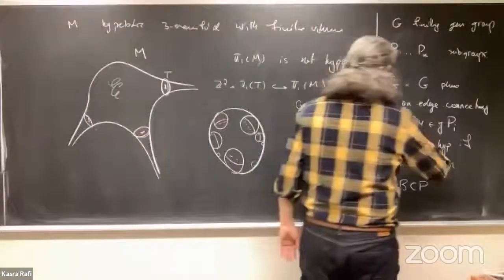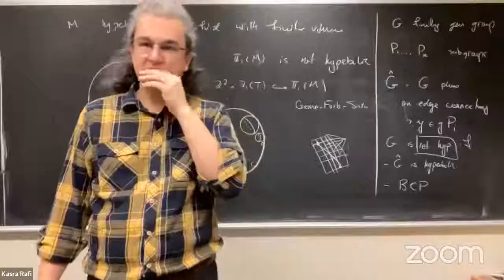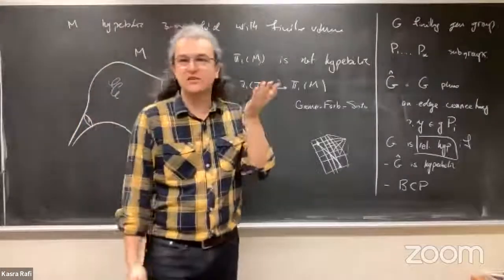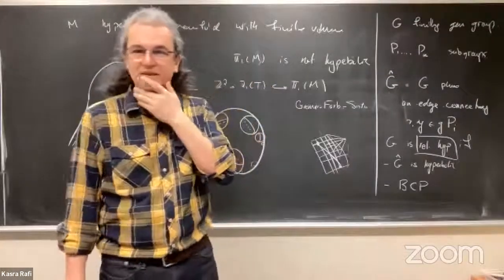Okay, hi, Kasra. Yes. Is Sisto's construction the same as just throwing all the non-trivial elements of the Pis into your generating set and taking a Cayley graph? That's right. That's correct. So it becomes an infinitely generated set. That's correct.